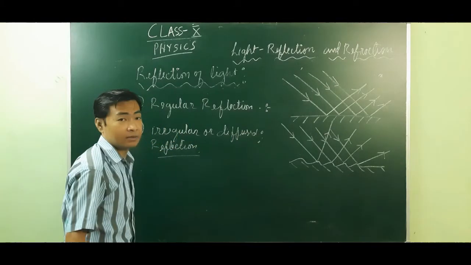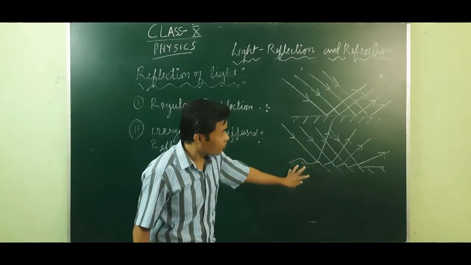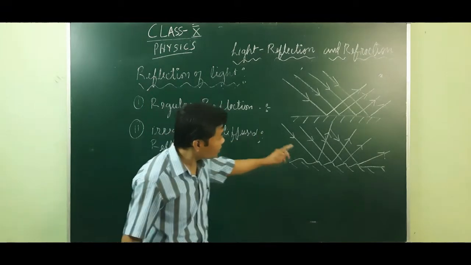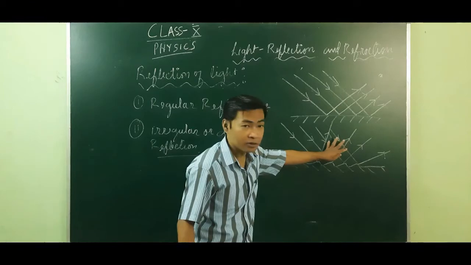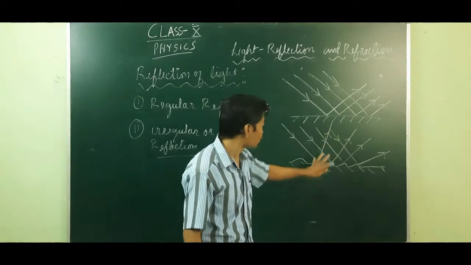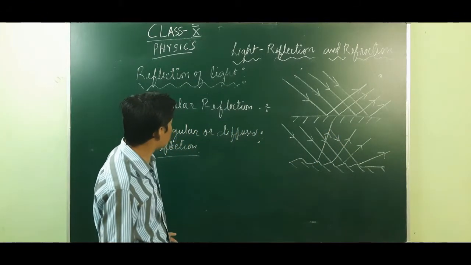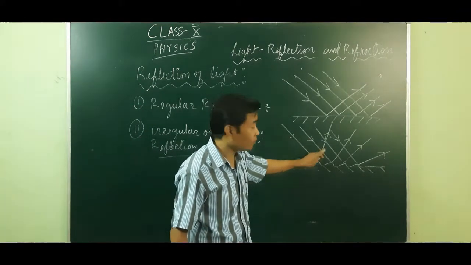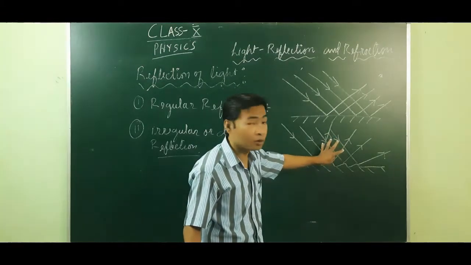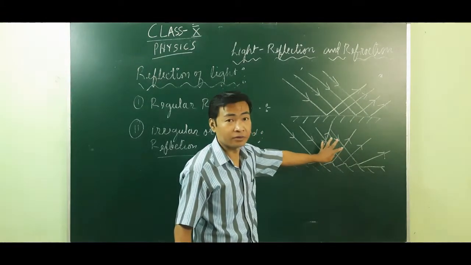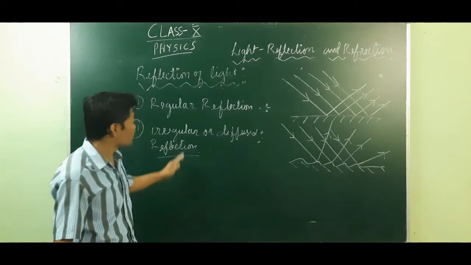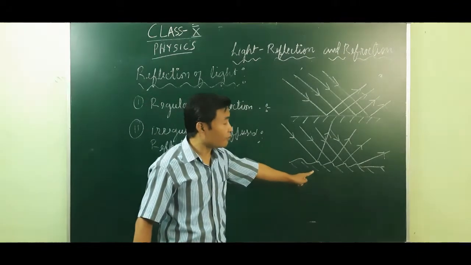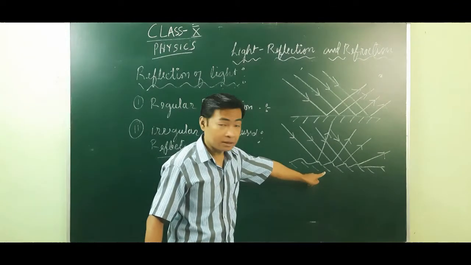So the definition is very simple. When a beam of parallel rays falls on a reflecting surface, after reflection it diffuses or scatters or disperses. So this type of reflection is known as irregular or diffuse. See here, when the rays come, they are parallel, but after reflection, when they go, they are no longer parallel. They are scattered everywhere, diffuse. And why is it so? Due to the roughness of the reflecting surface.